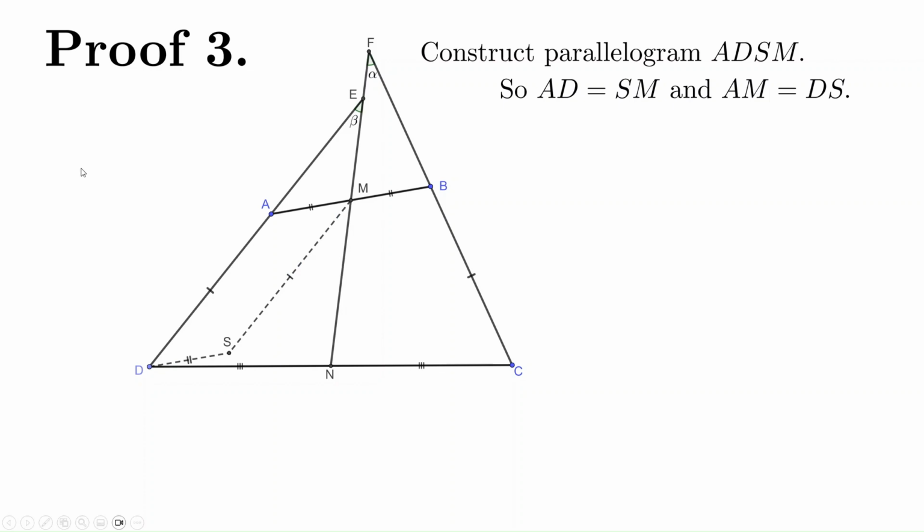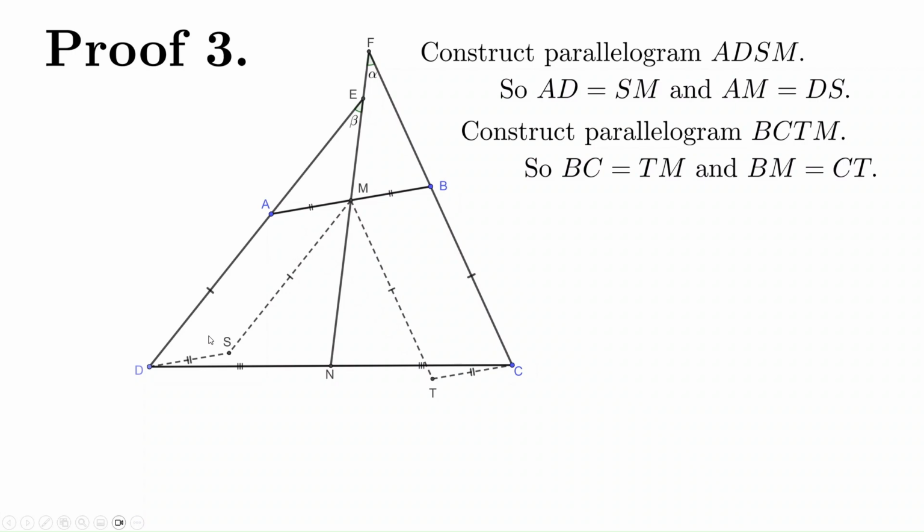The third proof. This time, we construct parallelogram ADSM. Therefore, AD equals SM and AM equals DS. Another parallelogram, BCTM. So BC equals TM and BM equals CT.